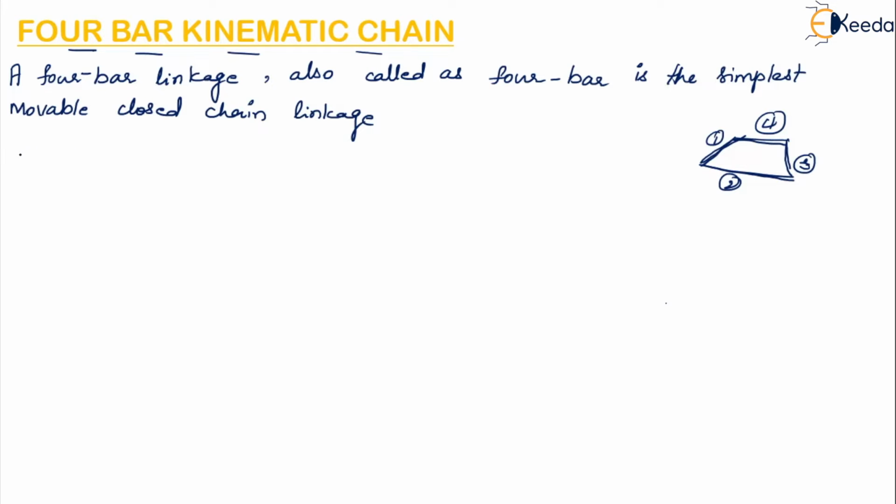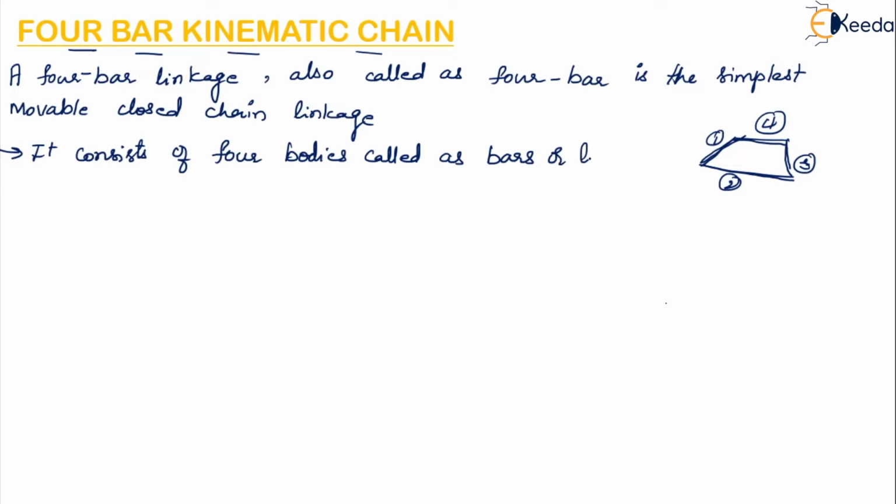So it consists of 4 bodies, or we can call them bars or links. So this is one link, this is the second link, this is the third link and this is the fourth link.